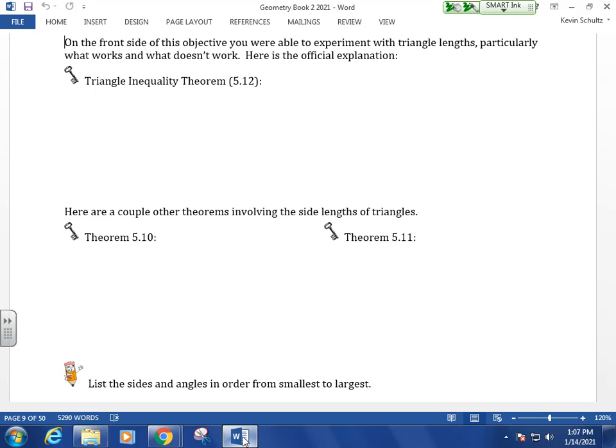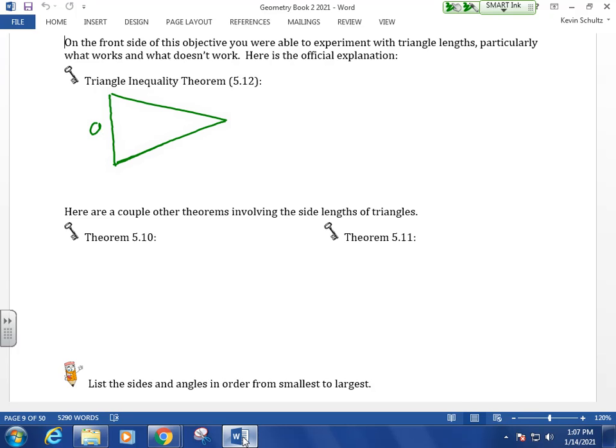trying to make triangles of different side lengths. I gave you 3, 4, and 6, or 2, 2, and 5, whatever it was, and you tried to make a triangle with those lengths. And what we discovered was that for a triangle, this happens to be a right triangle. I don't want to make it a right triangle, though. We're going to make it a little more acute. Okay, for a triangle, I'll get it right here.